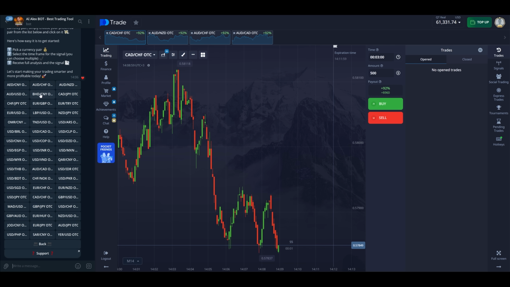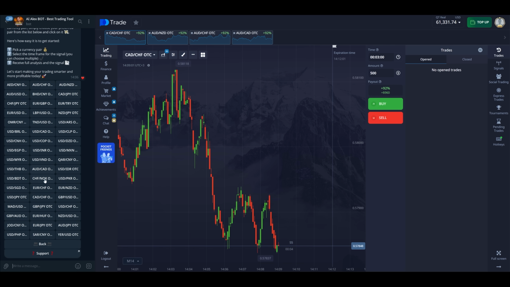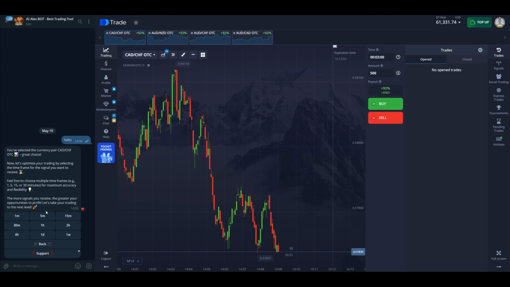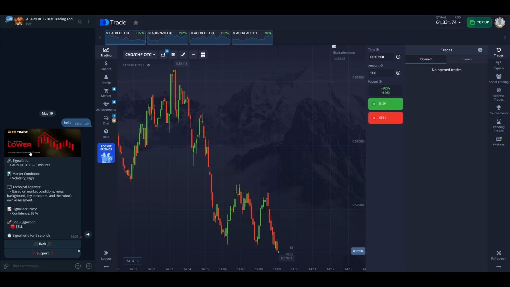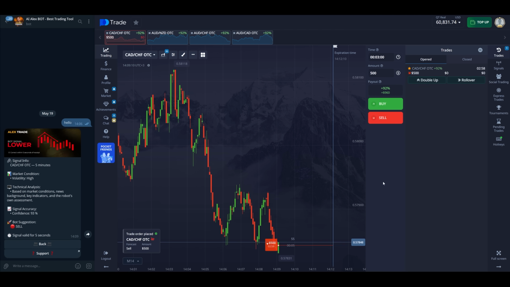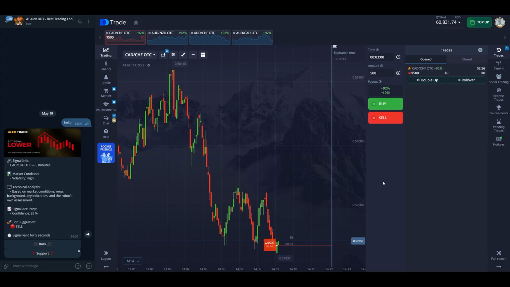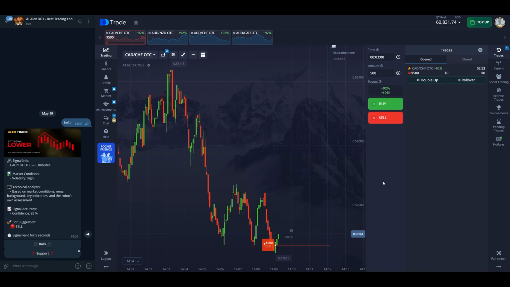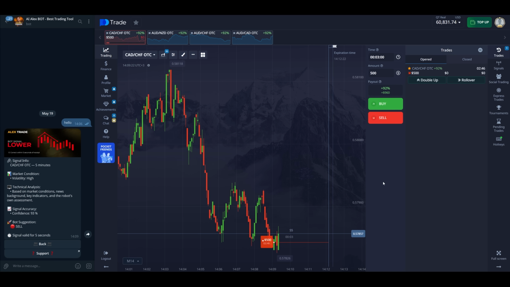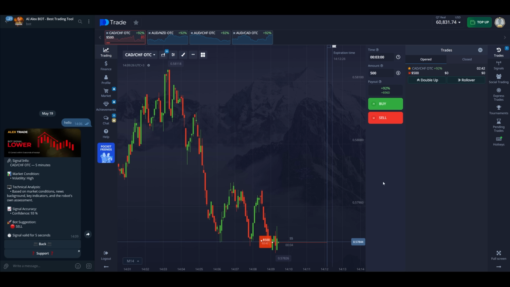Today we're working on the OTC market, and our currency pair is the Canadian dollar against the Swiss franc. We go to our bot, select the desired pair, set the time frame to 5 minutes, and get a sell signal. No doubts about it. We open a position to go down. Everything is simple, everything is by the system. The OTC bot is already at work. It trades even when the market is asleep.